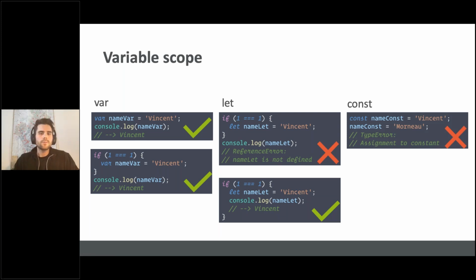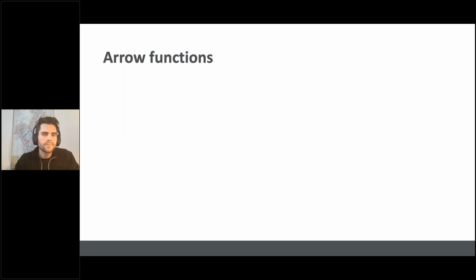And the third variable type is a constant. It implements the same scope mechanism as the let keyword, but it also cannot be reassigned. So you can't create your variable and then reassign it. Just like most languages, basically.